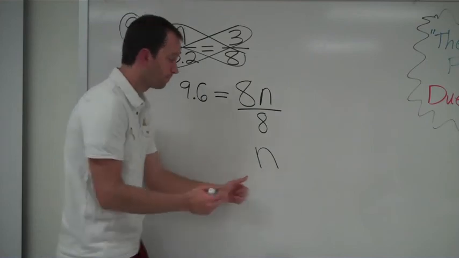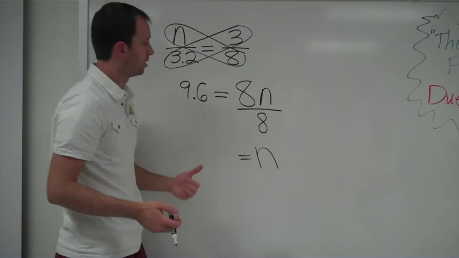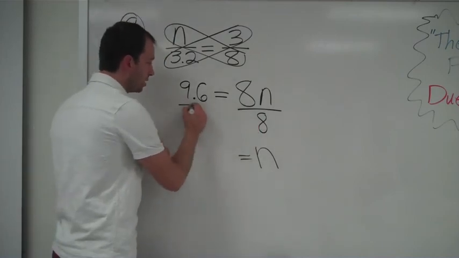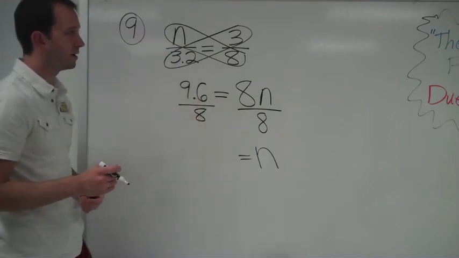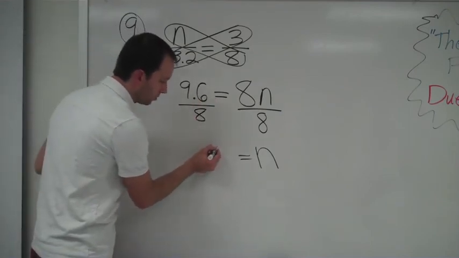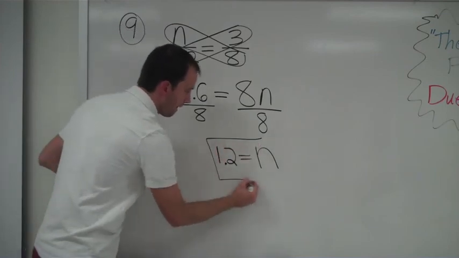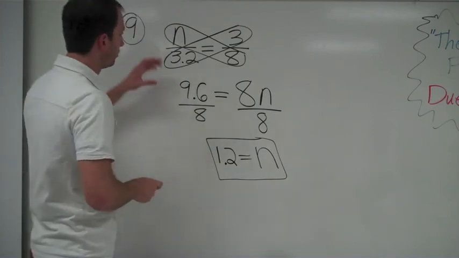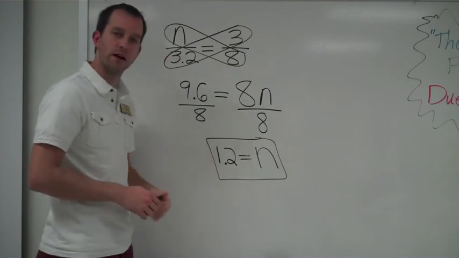We know in math, it's like a balance scale. If I do this dividing by 8 to one side, I've got to do it to the other side as well. 9.6 divided by 8 gets us 1.2. Our final answer is n equals 1.2. We've solved a proportion by cross multiplying all the way down to our answer.